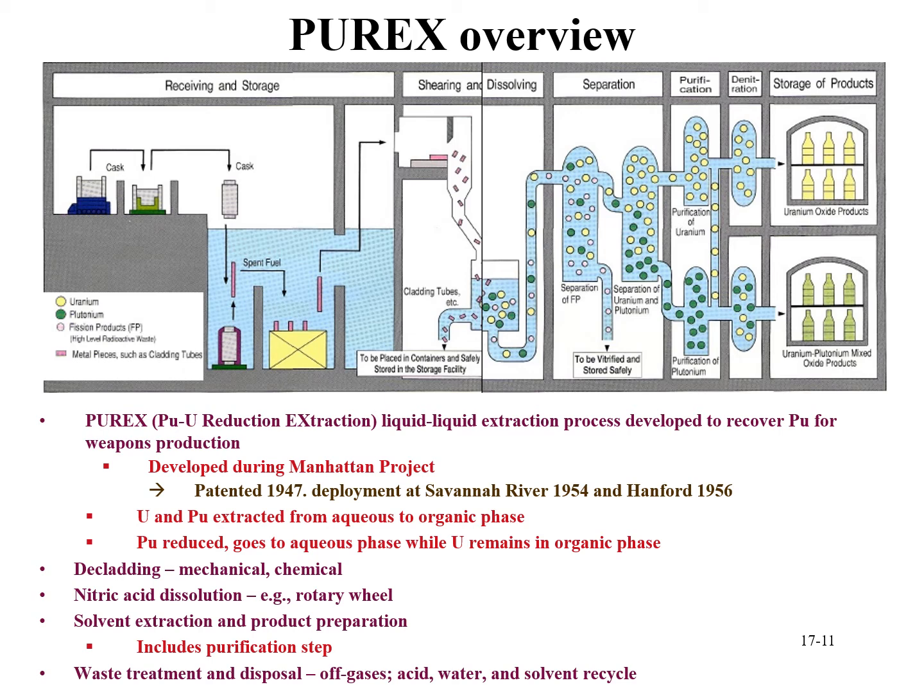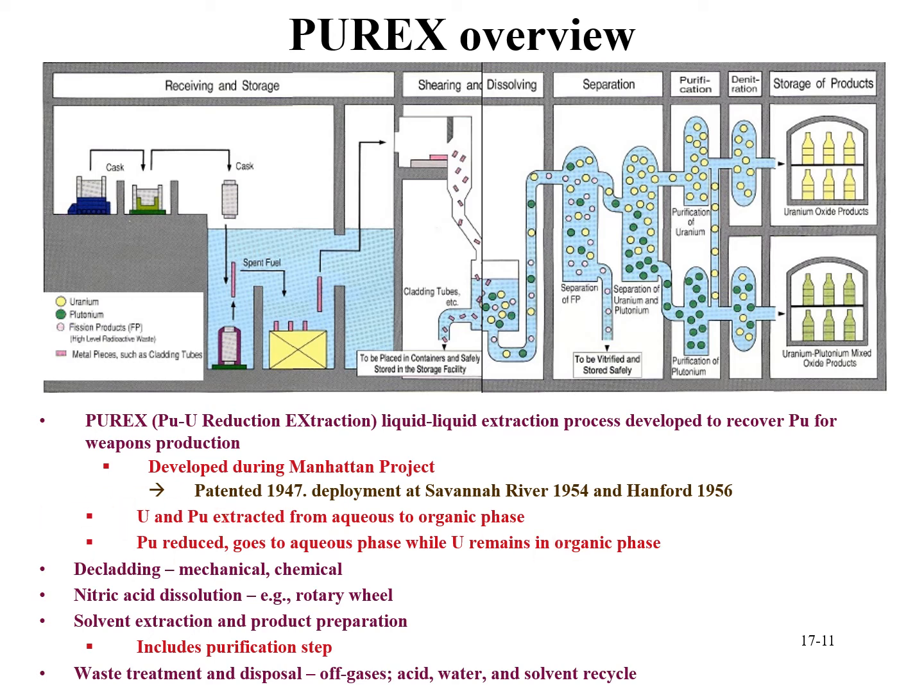In overview of the PUREX process, the uranium and plutonium are extracted from the aqueous phase into an organic phase. The plutonium gets reduced after the separation of that organic phase, and the reduced plutonium then goes back into an aqueous phase while uranium remains in the organic phase, so one would have a stream eventually of just pure plutonium.